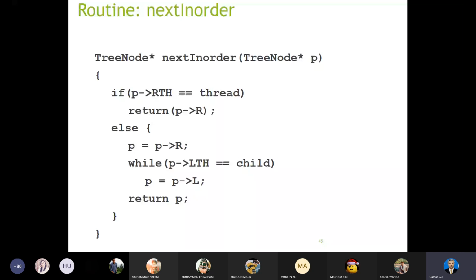If p arrow right thread, that is, if the right thread of p is a thread, return p arrow right. Else p equals p arrow right, while p arrow left thread is equal to child, p equals p arrow left. Return p. So this is the next in order traversing technique or code that we have to follow for the threaded binary tree.